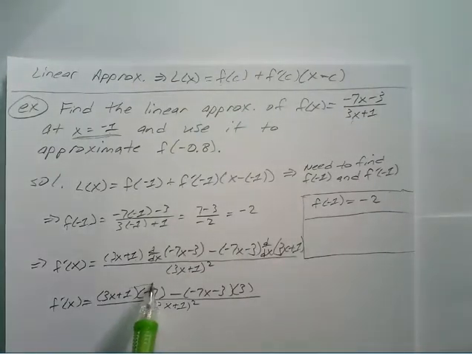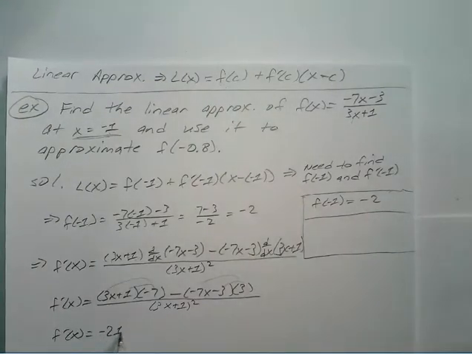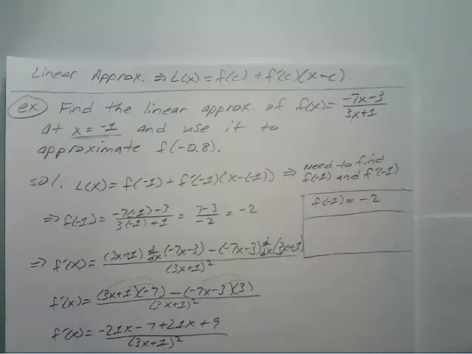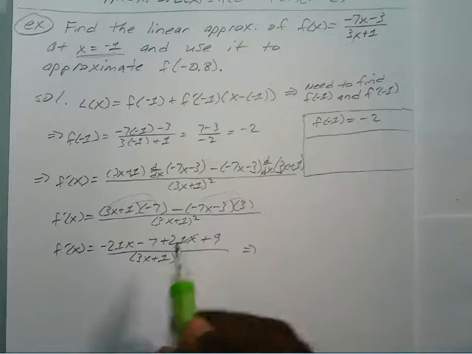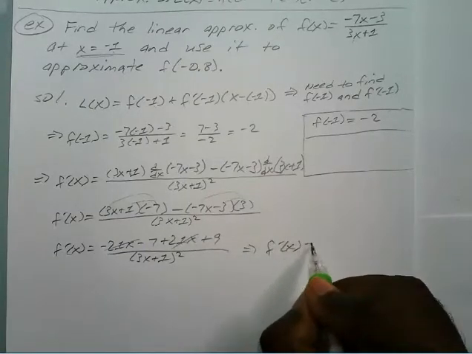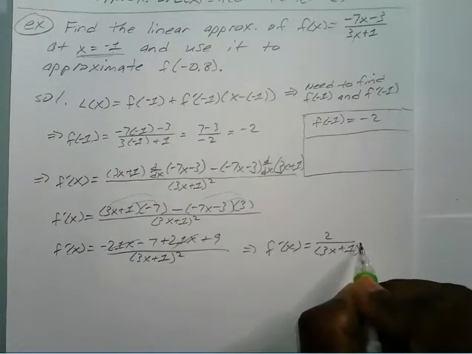So if we go ahead and distribute, we see our f prime of x is equal to negative 21x minus 7 plus 21x plus 9 all over 3x plus 1 squared. Once we cancel those two out, our f prime of x is equal to 2 over 3x plus 1 squared.